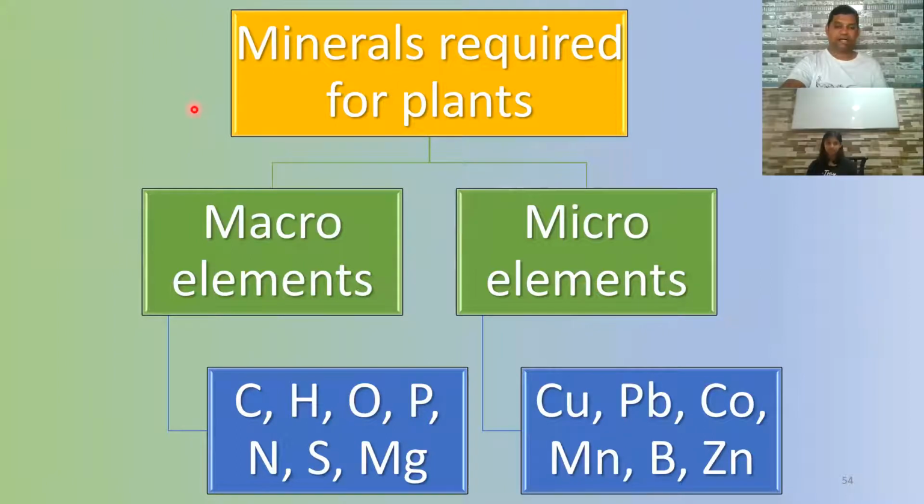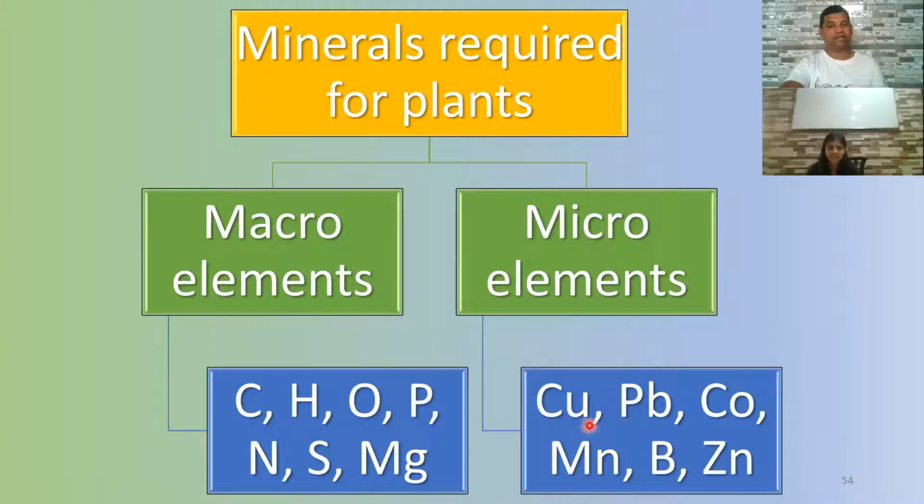So here you are having carbon, hydrogen, oxygen, phosphorus, nitrogen, then sulfur, magnesium, and potassium over here. So potassium भी आएगा यहाँ पे. That is macro element.